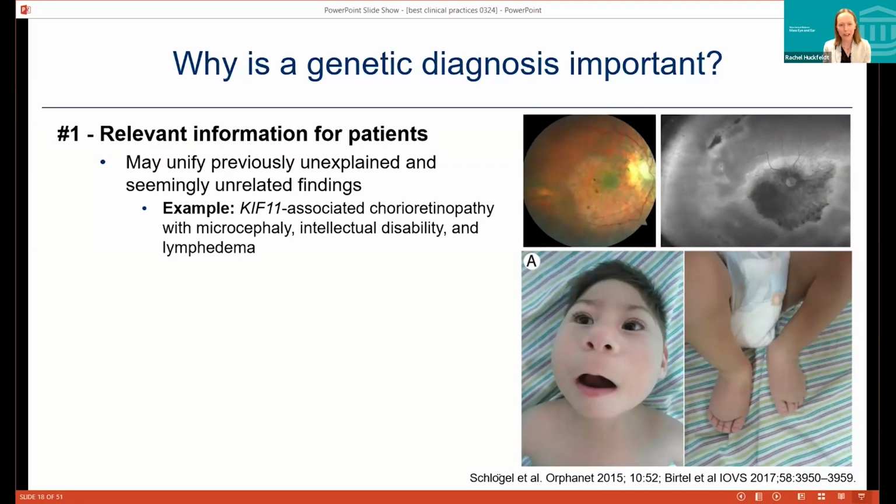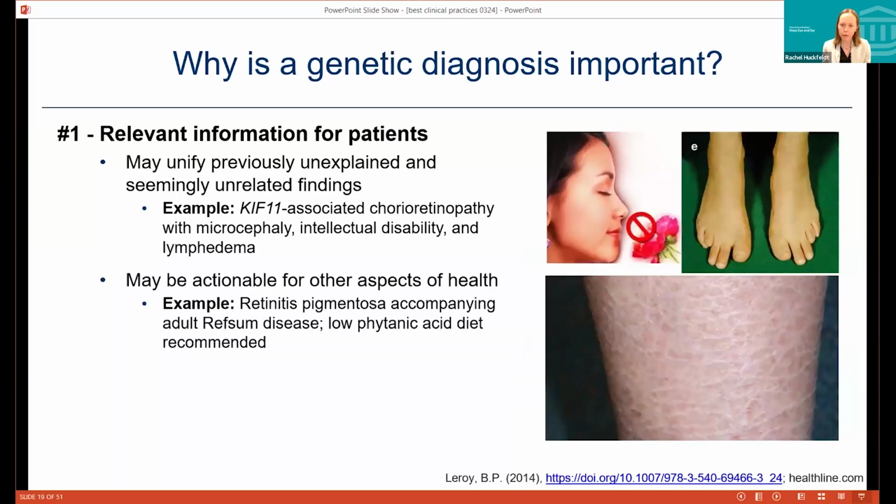They had for many years had this nagging sense that maybe there was more to these scattered things than anyone had realized. And even though I couldn't do anything to address the retinopathy, this knowledge had power for them. Sometimes we realize the relationship between these seemingly unrelated systemic findings and something like retinitis pigmentosa, and they do have actionable consequences for someone's overall health.